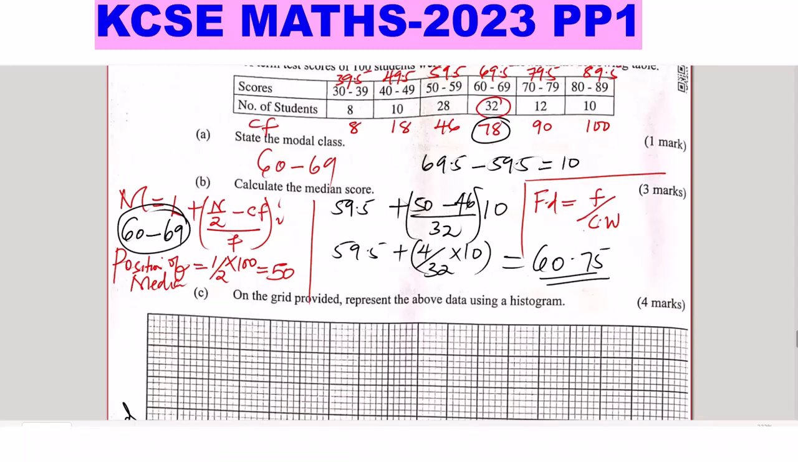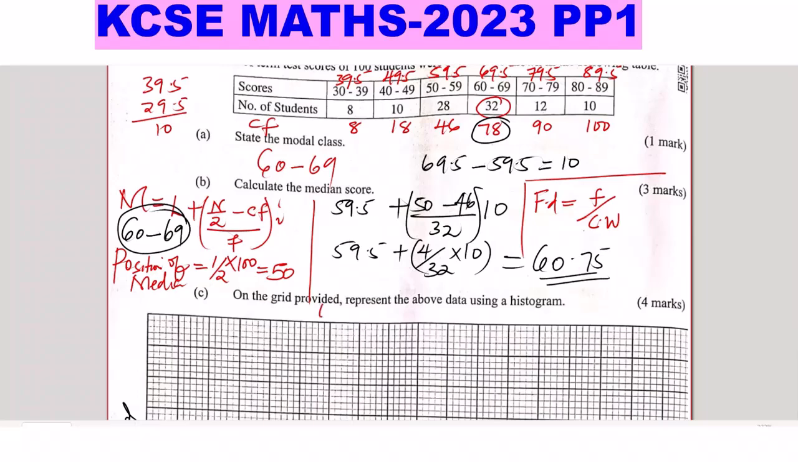Like the first class, 30 to 39, the frequency is 8. To get the frequency density, you take frequency, which is 8, divide by the class width. The class width is 10. To get the class width, like for the first class 30 to 39, you simply take 39.5, the upper class boundary, subtract the lower class boundary, which is 29.5. You get the class size is 10. That is what you do for all the classes. So the frequency density for the first class will be 8 divided by 10. That would be 0.8.